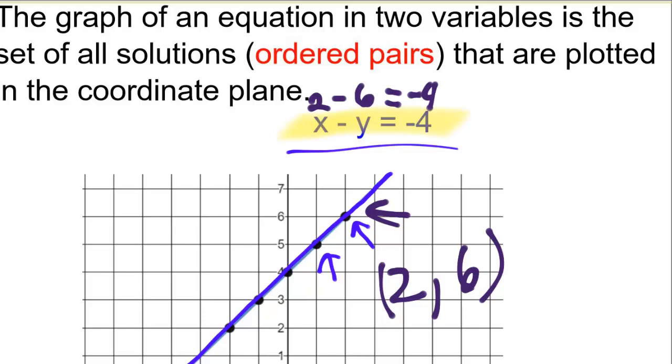As well, if I do this point here, which is 1, 5, if I put a 1 in for x, minus 5 for y, I still get a negative 4. But there's also an infinite amount of x and y ordered pairs that exist between each of these points, including decimal values, that still make this equation true. So that line basically represents the entire solution set.